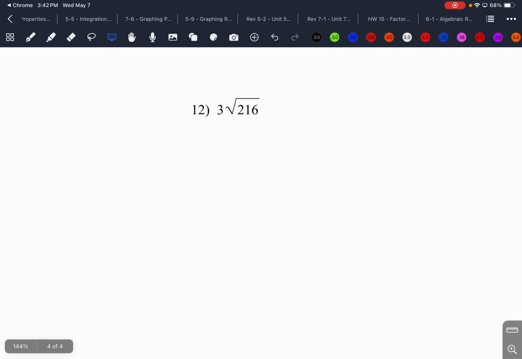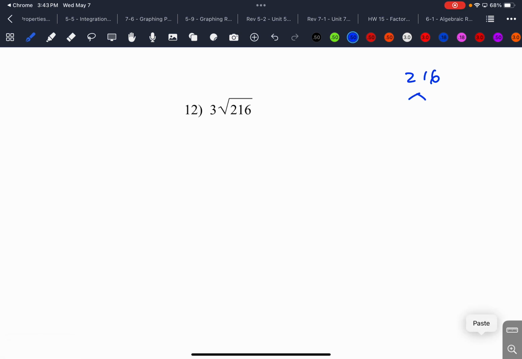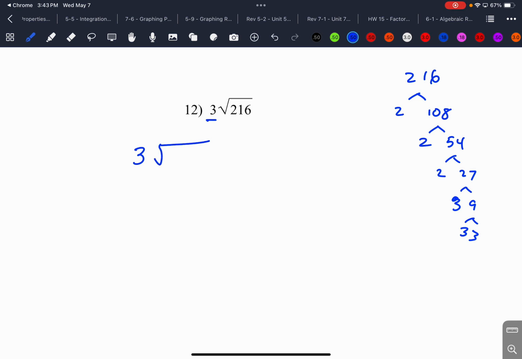So for something like this, I would take what's under the square root, and I would do 216. We want to go down to the prime factorization. That's 108, 54, 27, 3 times 9, 3 and 3. So this 3 chills out here. But 216 is 2 cubed times 3 cubed, right? So when we think about this, there's 1 pair of 2s. So the 3 is still out here.